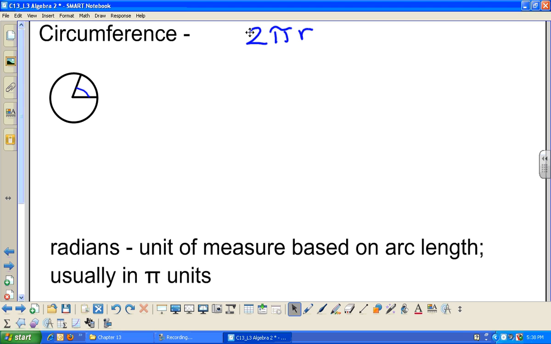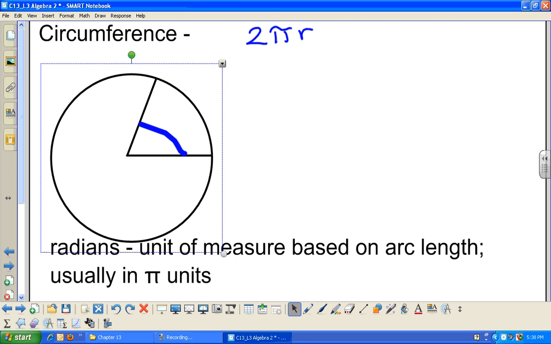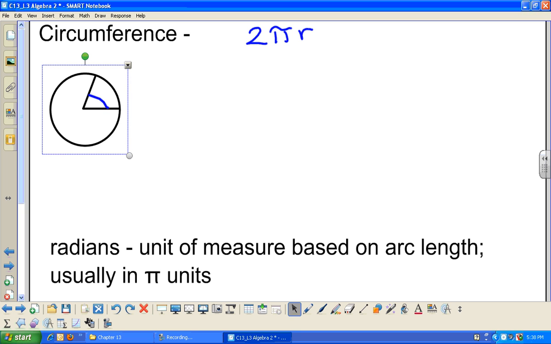The new unit of measure is called radians. It's a unit of measure based on arc length, and it usually has pi units in it. We have radians so that if I have a different length for the radius, that means my arc length is going to be increasing. That's why we have radian measurement. It's to measure the arc length.